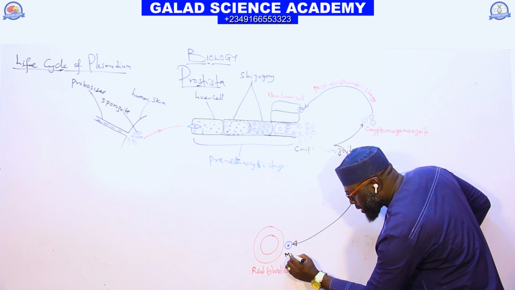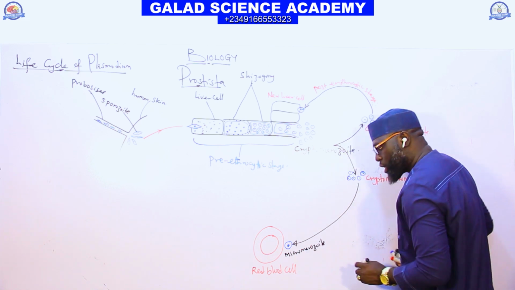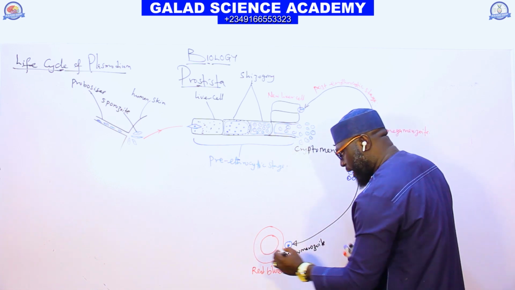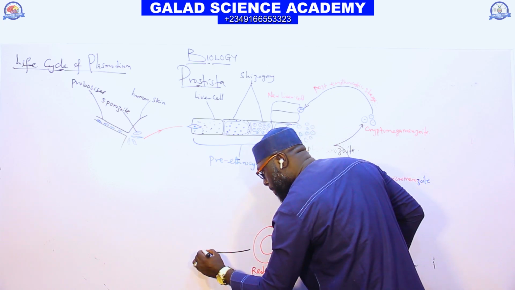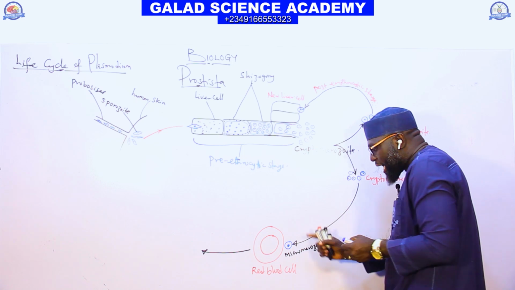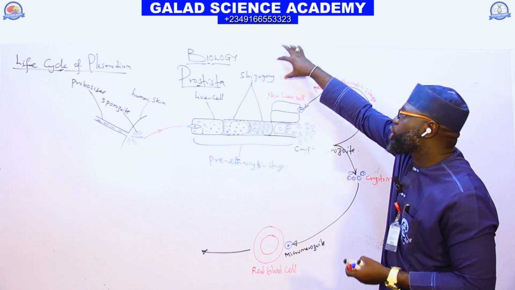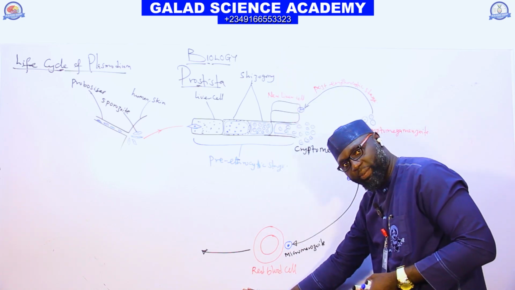Merozoite, micromerozoite. So this micromerozoite will enter the red blood cell. On getting to the red blood cell, another asexual reproduction, zygogony, will also take place here.